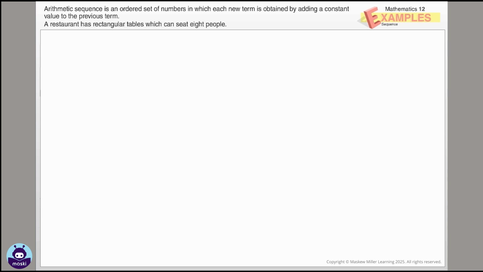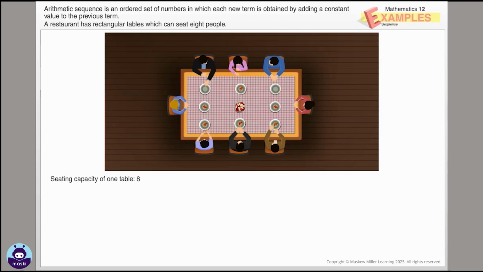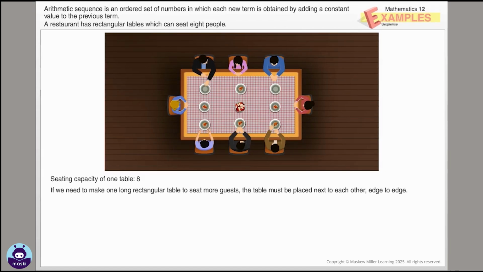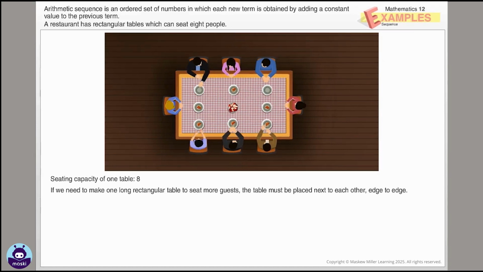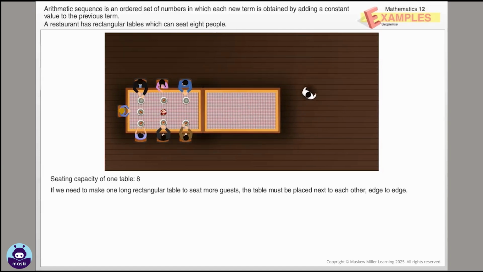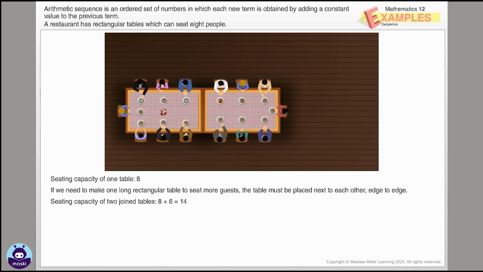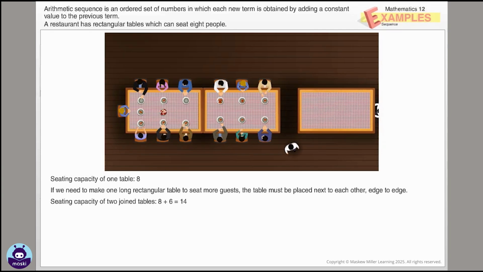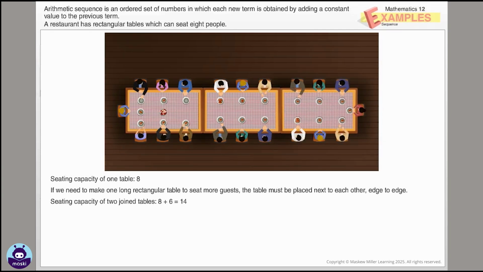A restaurant has rectangular tables which can seat 8 people. If we need to make one long rectangular table to seat more guests, the tables must be placed next to each other, edge to edge. If we join another table, the total number of persons that can be seated becomes 8 plus 6 equals 14, because we lose 2 seats by joining the edges of the tables. By joining 3 tables, we can seat 20 delegates.